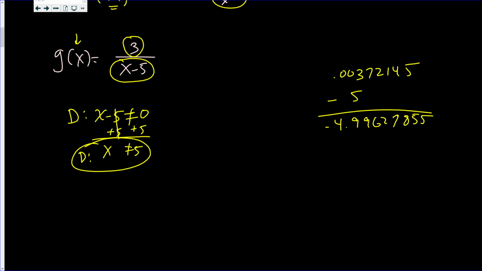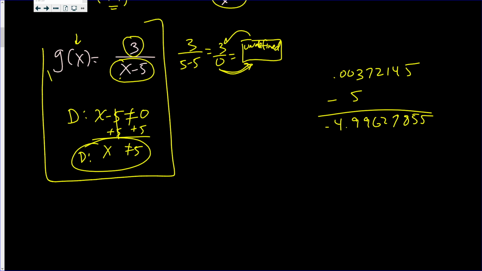X cannot be 5. Okay, because if x is 5, I get 3 over 5 minus 5, which is 3 over 0, and I don't know what that is. Well, actually I do. It is undefined. There is no number that I can put there. 0 times no number gives me 3. 0 times whatever number I put there will give me 0. This is undefined. Okay, so the domain is all numbers except 5.